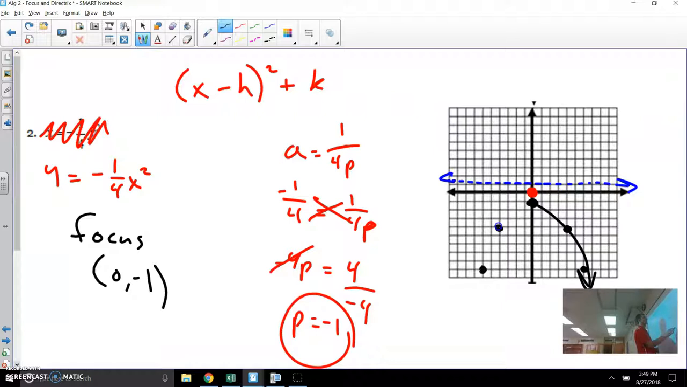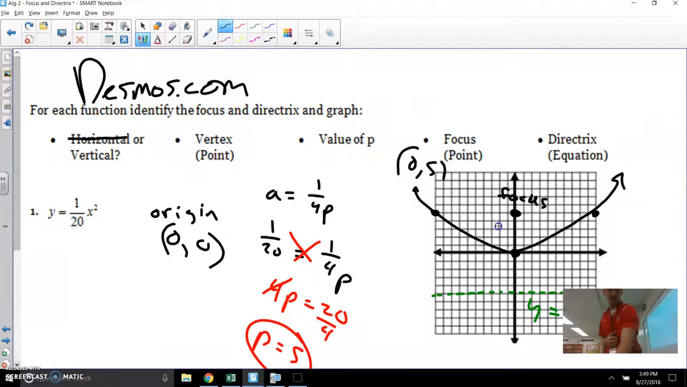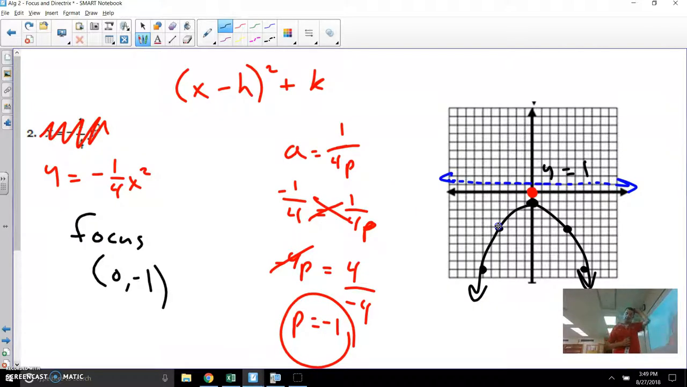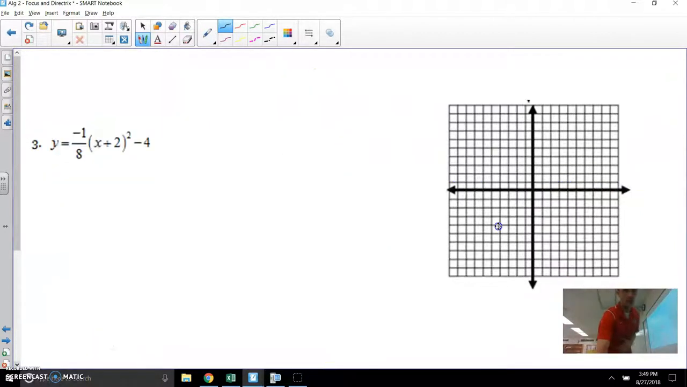There we go. Should be a mirror. All right, very good. So that is facing down, and we have a directrix line of y equals positive 1. And I'll make sure I got everything that's asking for. Got it all. We got the vertex, we got P, we got the focus, and we even have the directrix. Directrix is y equals 1.